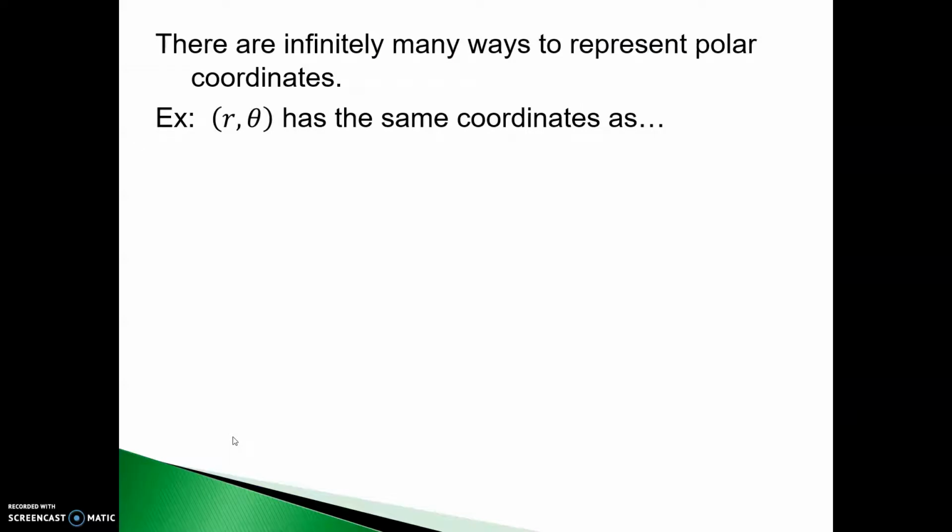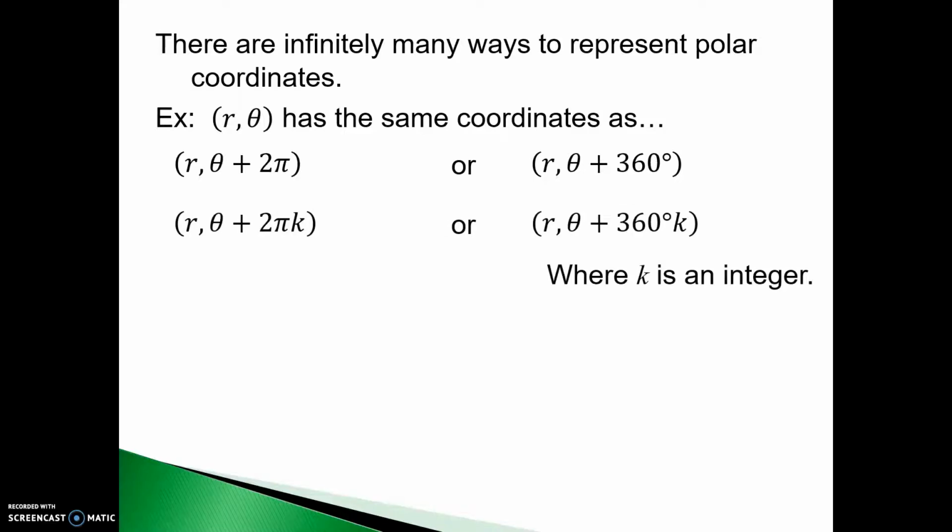So this means that there's infinitely many ways to represent polar coordinates. So for example, r comma theta has the same coordinates as r and then theta plus 2 pi, meaning go around 1 more revolution, or theta plus 360, same thing in degrees. It could be 2 pi k. You could go around as many times and as many directions as you like. Same thing with 360k, where k is an integer.